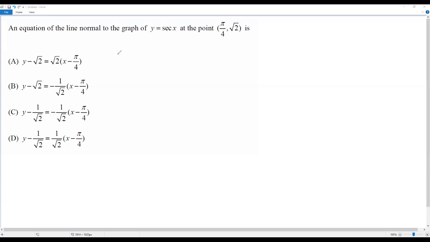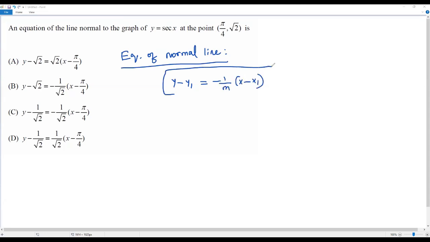Okay, so there is a formula to get the equation for a line which is normal to the graph. Let me write it over here. Equation of normal line: y minus y1 equals negative 1 over m times x minus x1. So here is the formula to get the equation for a line which is normal to the graph of any function.